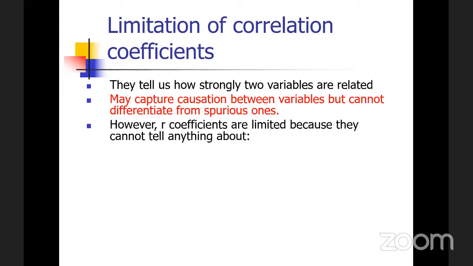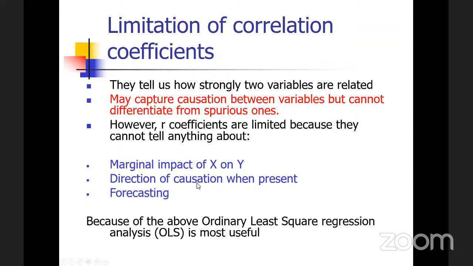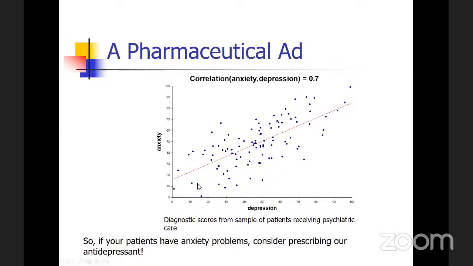So the whole thing is when you're doing correlations or any statistics, you want to see if you can differentiate which relationships or associations between variables are actually worth talking about. Is there an impact of variable X on variable Y? Is there a direction? Is that due to cause? Can we forecast something? Because of all of this, ordinary least squares regression is a useful option.